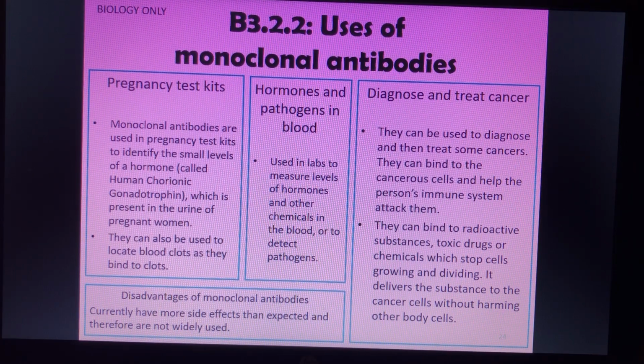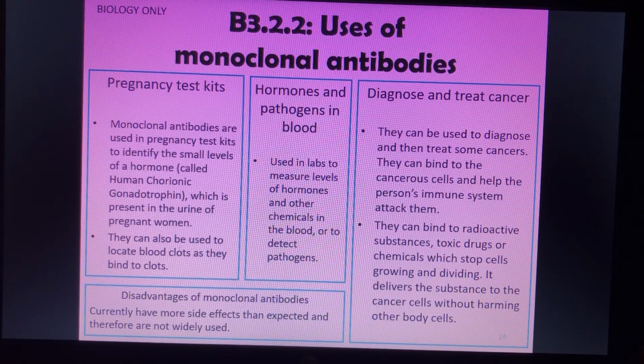They can be used to diagnose and treat cancer, where they can have a particular shape to them that can bind onto a cancerous cell but not onto a normal body cell. We can attach a radioactive isotope to the end of the monoclonal antibody. We talked about these isotopes in P4, that's the physics topic. So that attaches to one end of the monoclonal antibody, and then the other end attaches to the cancerous cell.